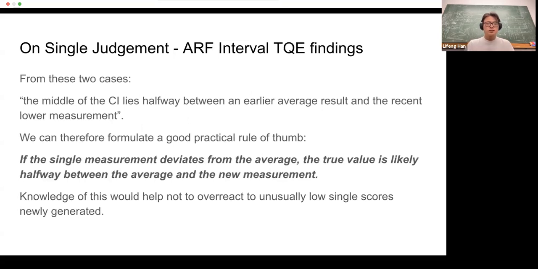From these two study cases, the middle of the confidence interval lies halfway between an earlier average result and the recent lower measurement. We can therefore formulate a good practical rule of thumb. If the single measurement deviates from the average, the true value is likely halfway between the average and the new measurement. Knowledge of this would help not to overreact to unusually low single scores newly generated.